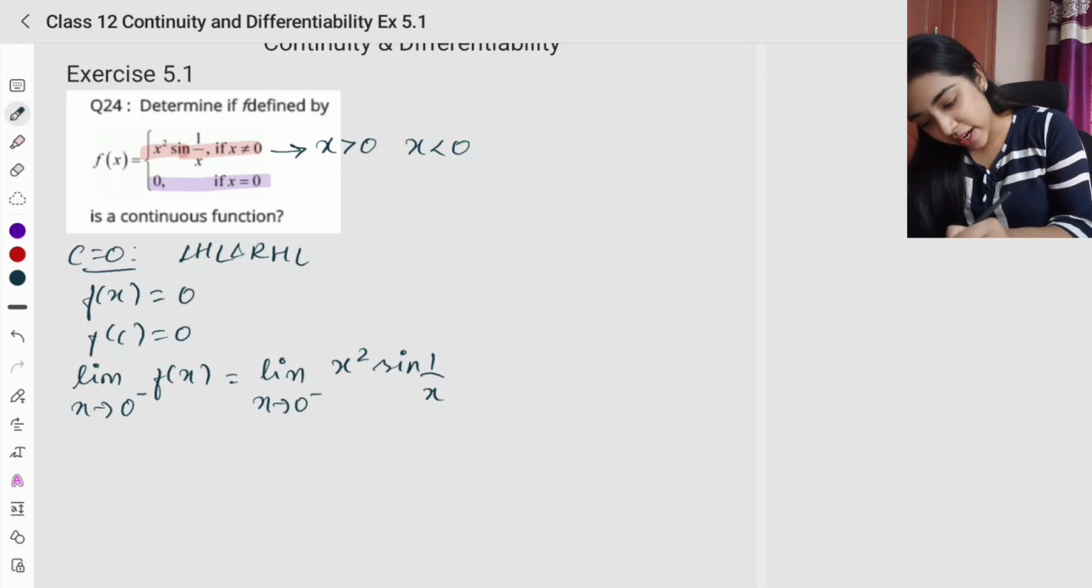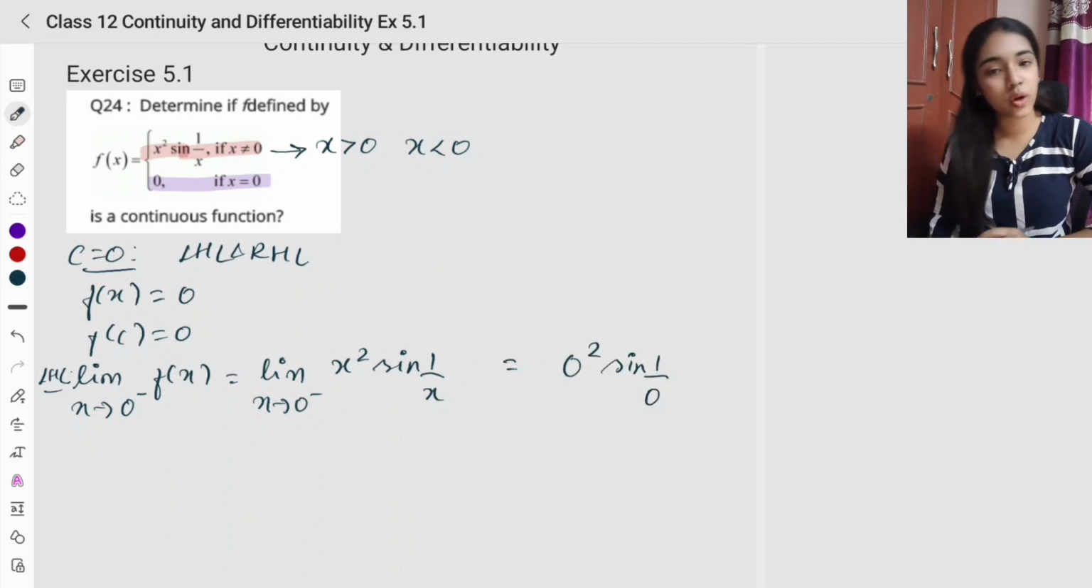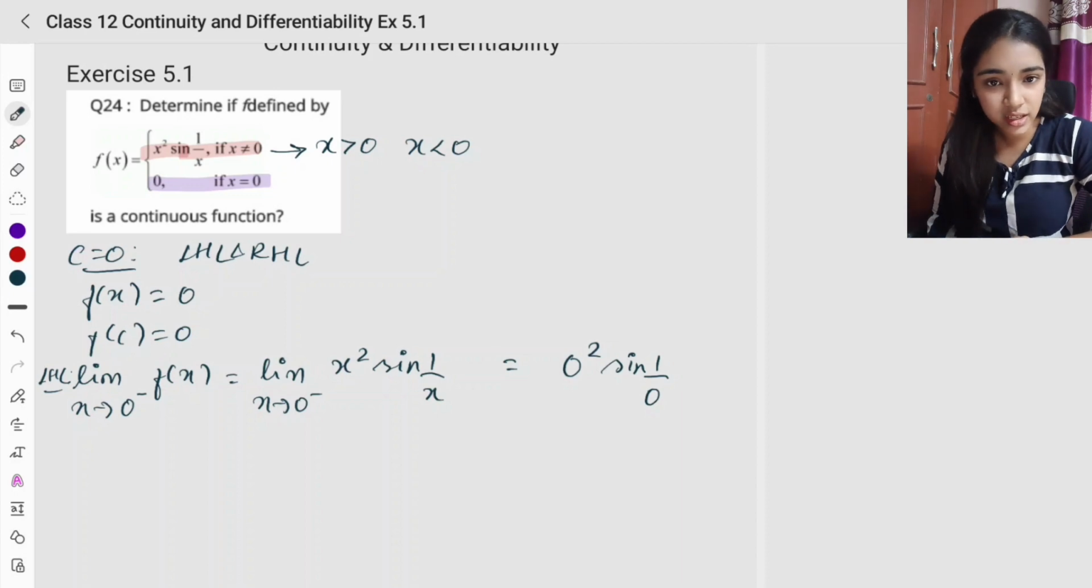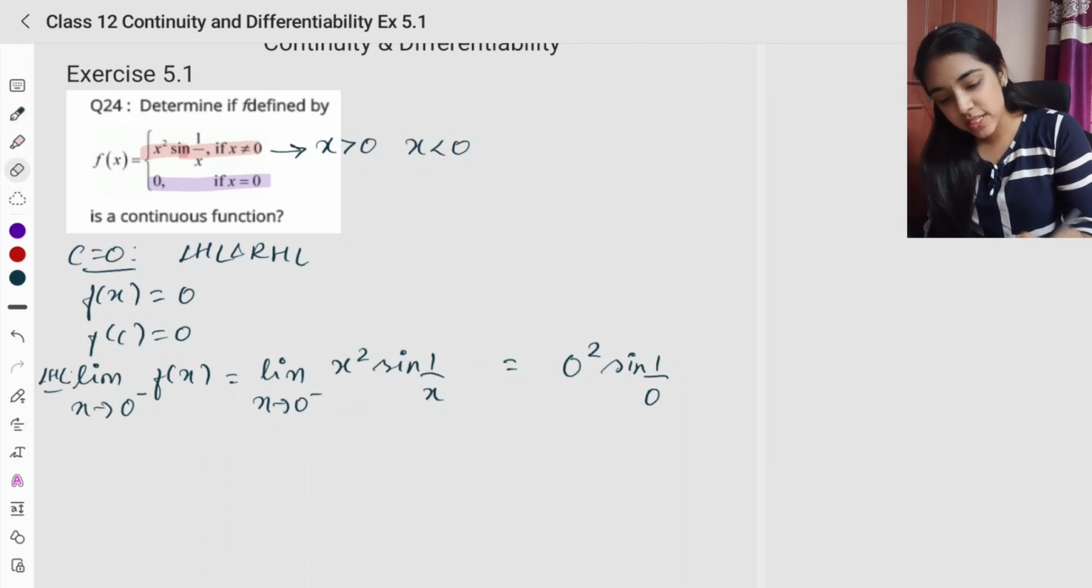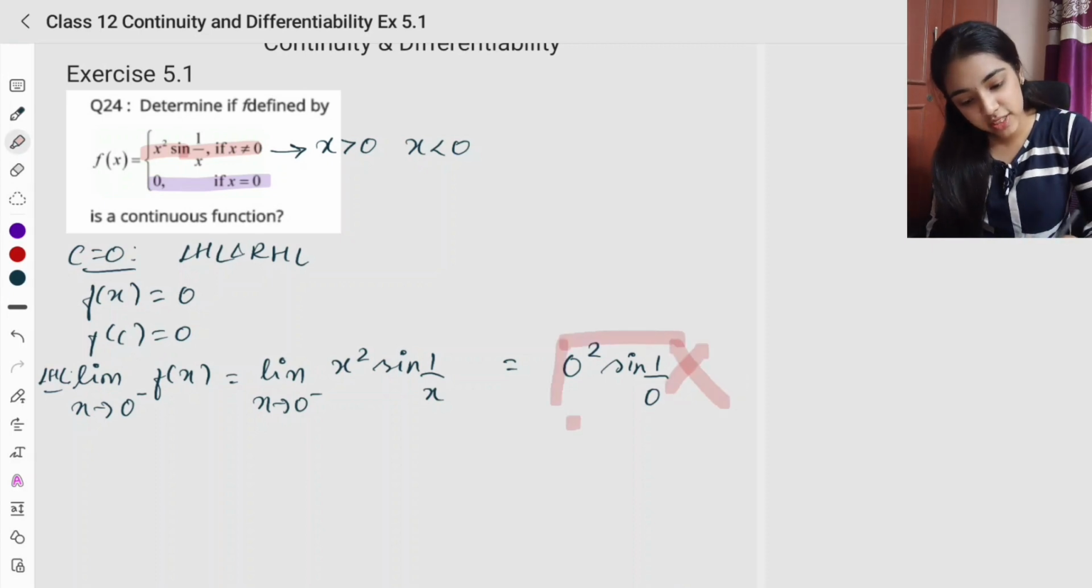Okay, this is my left hand limit. What happens when I substitute a 0? I'm going to get 0 square times sin 1 by 0. Is there anything like sin infinity? No. So what do you have to do in such cases? This is not possible. This one is not possible. I'll not erase this, but please make sure that this is not possible. Okay? Now how can we do this sum?